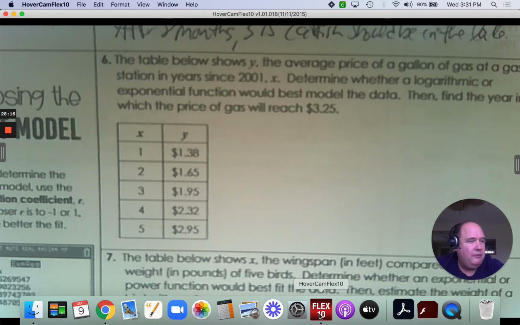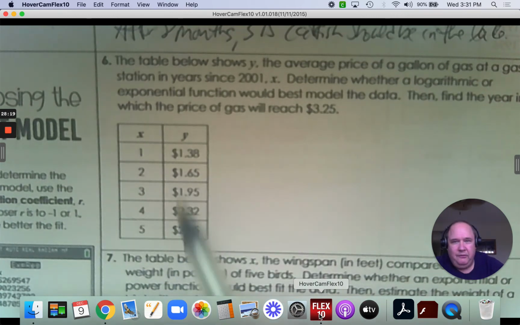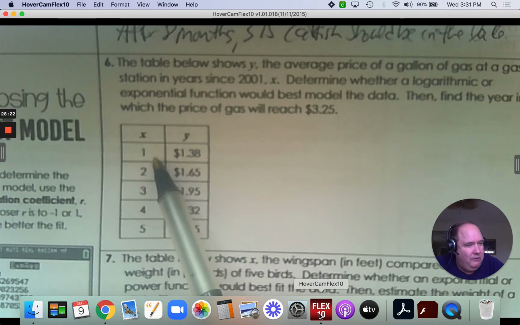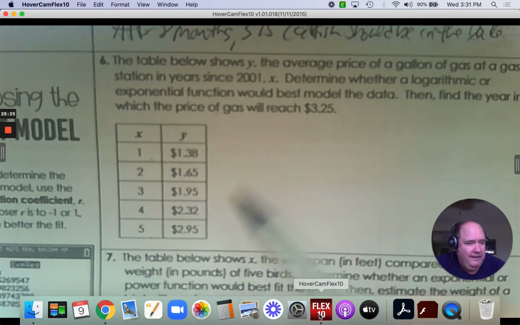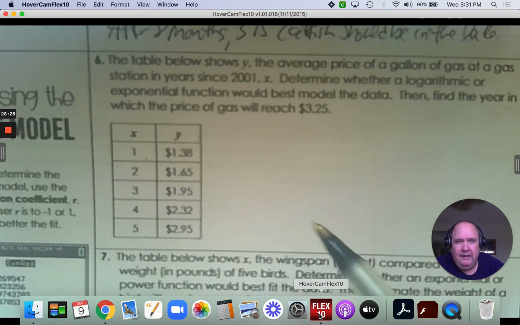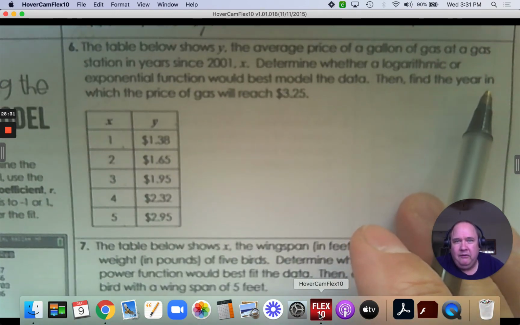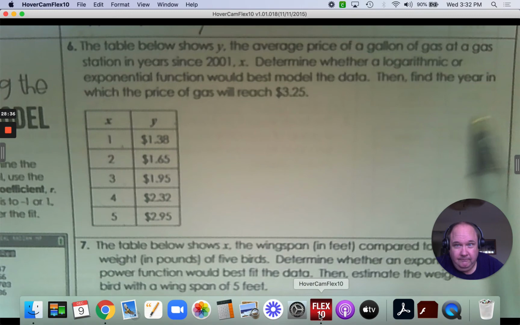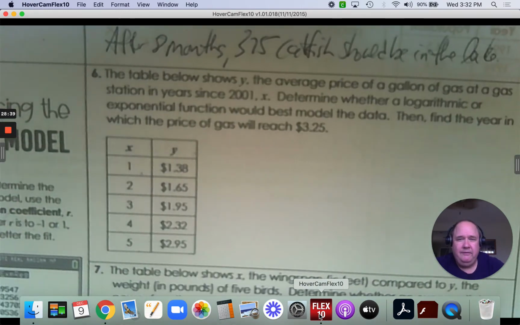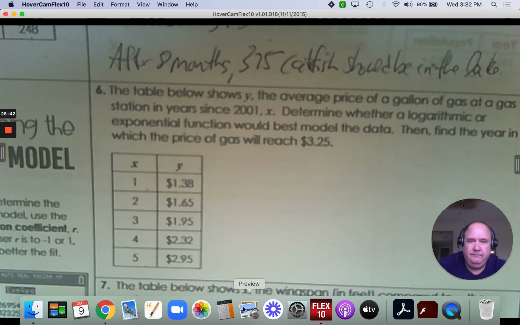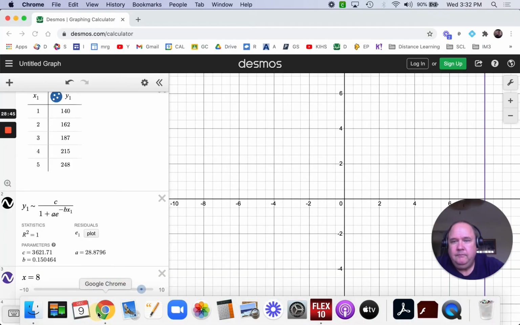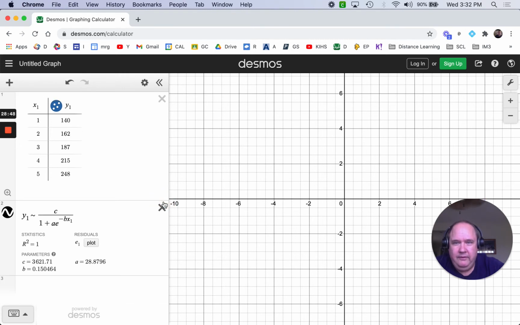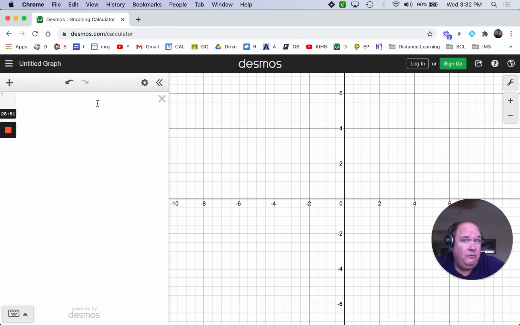So let's just start and understand the story. The average price of gas. So this is 2001, and then 2, 3, 4, 5, and then you can see the price of gas from 2001, and then it says find the year in which the price of gas will reach $3.25. Okay. So let's type this in, knowing that 1 is 2001. And then we just have some work to do with the different regression models, and we want to look at each one and see which one is closest to +1. And if there's more than one, we'll see when that happens.